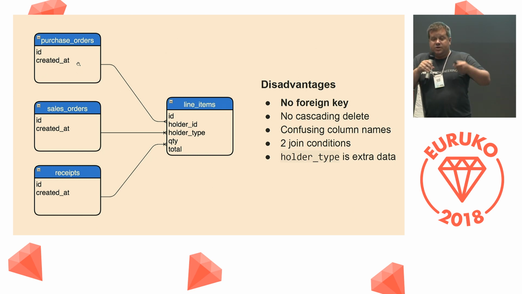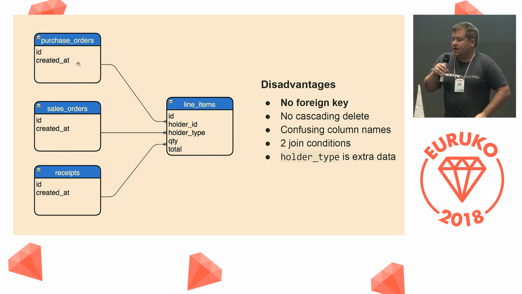We lose our cascading delete when you do this. It gets ugly if you have to switch to raw SQL, like doing joins off two different columns gets kind of ugly.